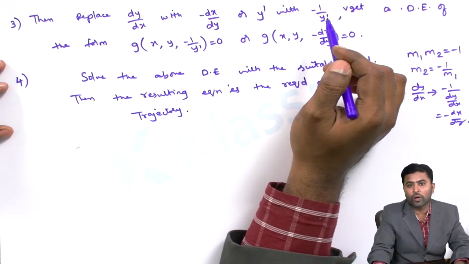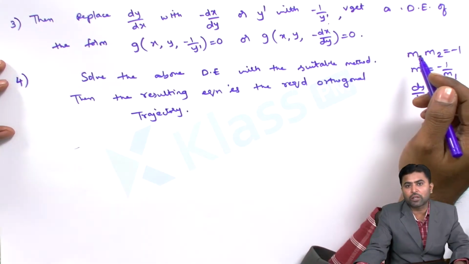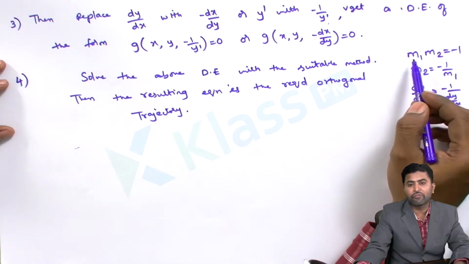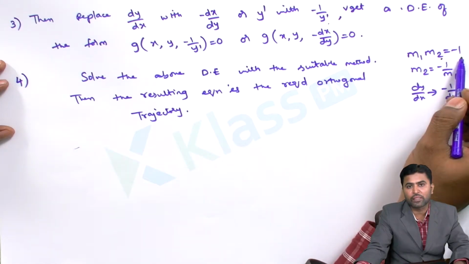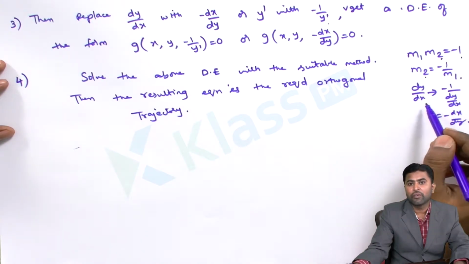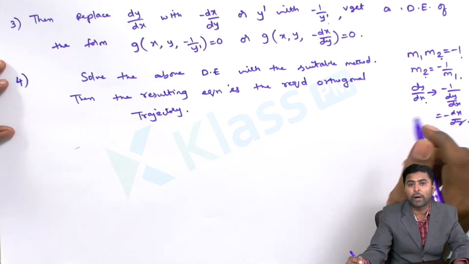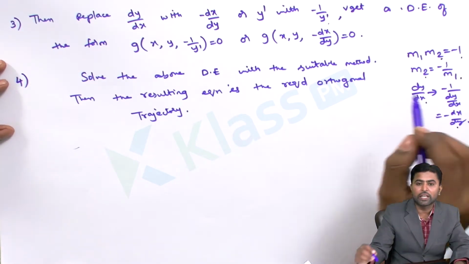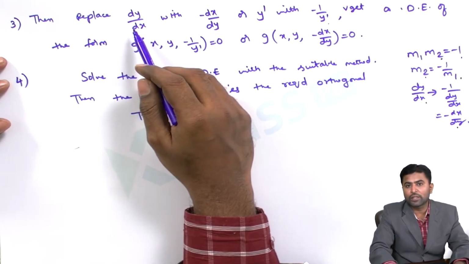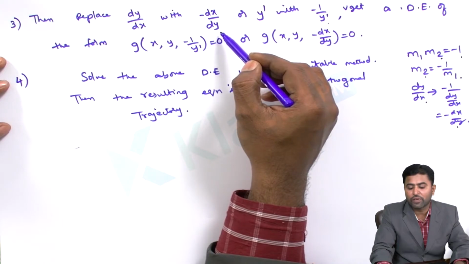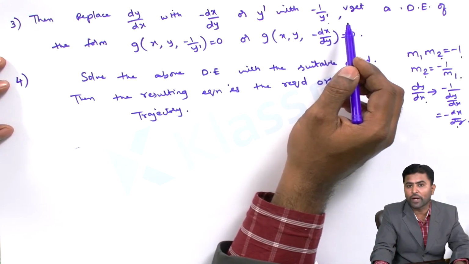We have learned in lower classes that two curves will be orthogonal or perpendicular to each other when the product of their slopes equals minus 1. That is, m1 m2 is equal to minus 1. Then I can write m2 is equal to minus 1 by m1. That's the reason we are replacing dy by dx with minus 1 by dy by dx, which becomes minus dx by dy. So I think you understood why we are replacing dy by dx with minus dx by dy, or y dash with minus 1 by y dash.